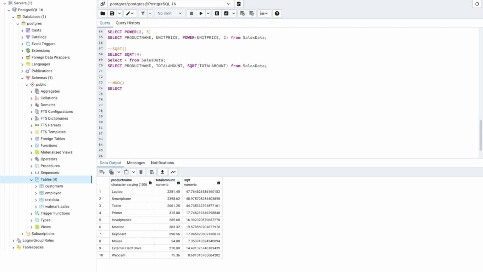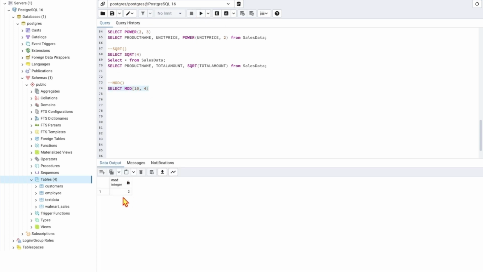Select mod of dividend comma divisor, right? Let's check 10 comma 4. What is the remainder if we divide 10 by 4? 2, right? So this is how you usually get it. A simple division operator, which gives you the remainder.